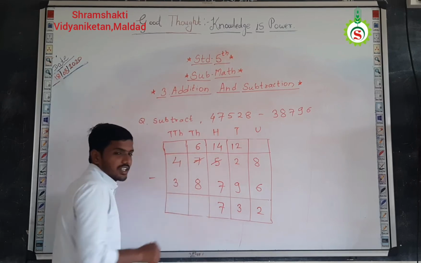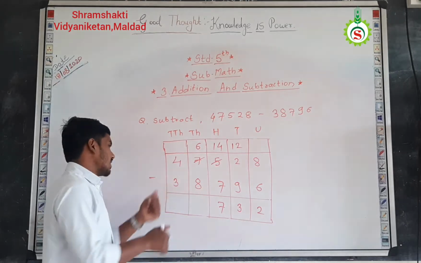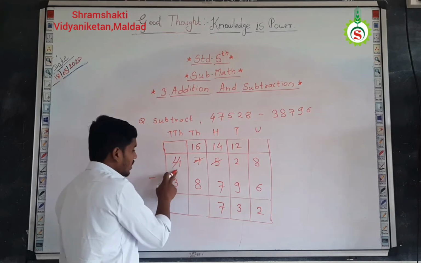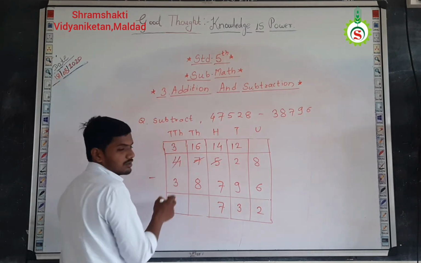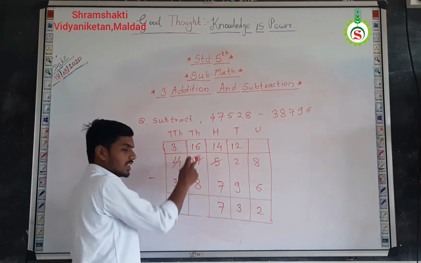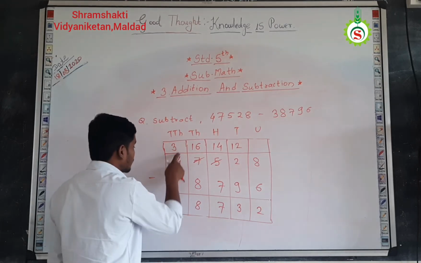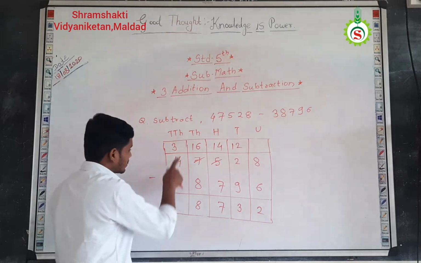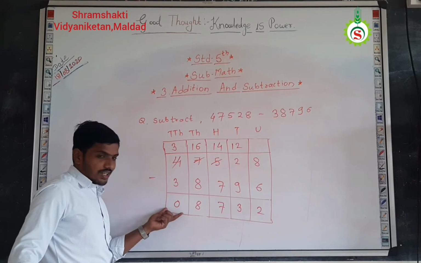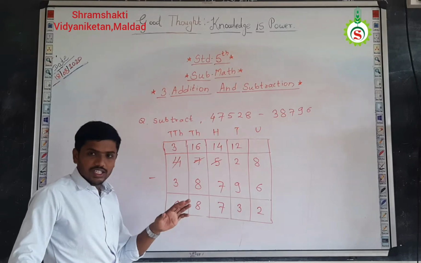Now 6 minus 8, is it possible? No, because 6 is smaller and 8 is greater. That means again I have to take a borrow. If that 4 gives 1 borrow, how many remain? Only 3 remain. So 16 minus 8 is possible, because 16 is greater and 8 is smaller. Answer is 8. Now 3 minus 3 is 0. That means I completed the last place.